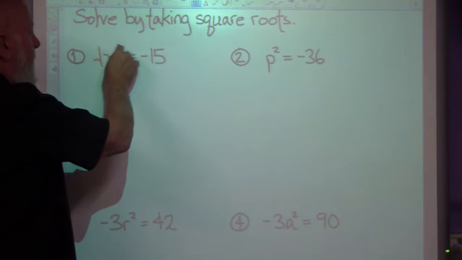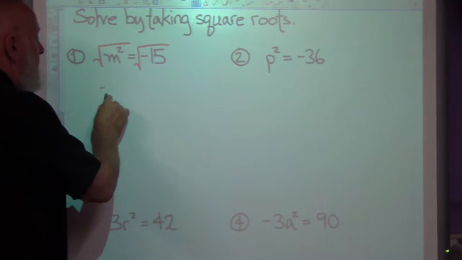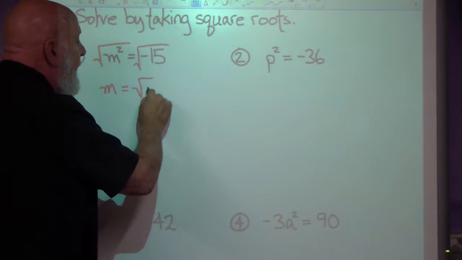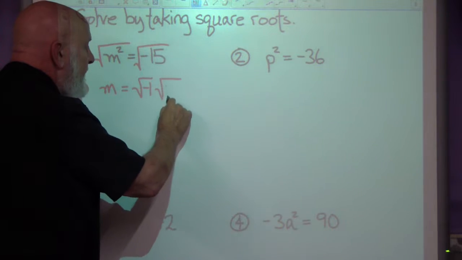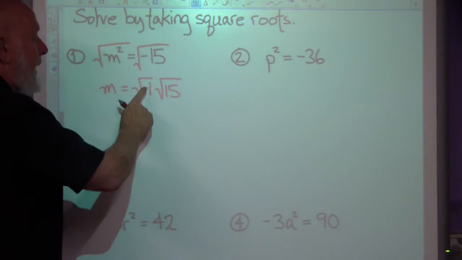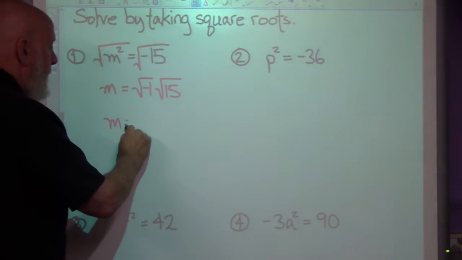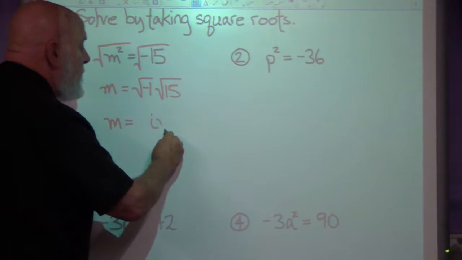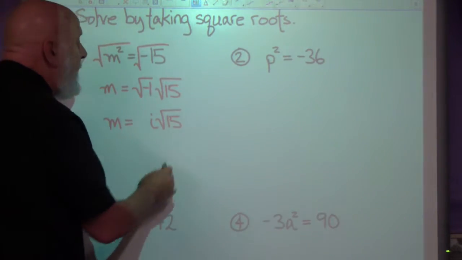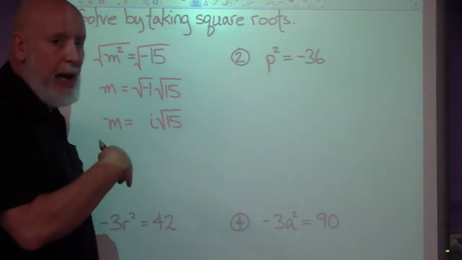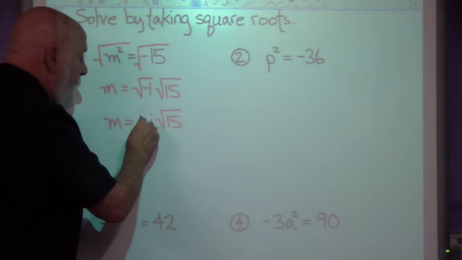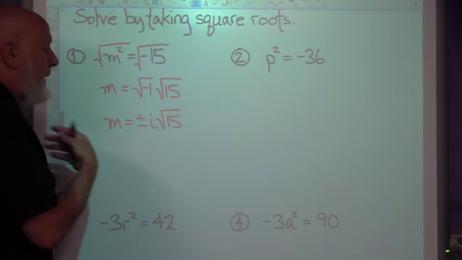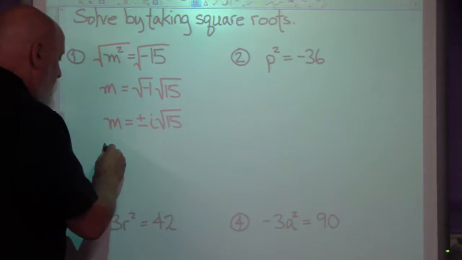I'm going to take the square root of both sides. This is m is equal to, I can think of this as the square root of negative 1 times the square root of 15. I can think of it that way. That's i. That's the square root of 15. It won't come out from under the radical, so I'll just leave it under the radical. And don't forget, as we did in the last lecture, there are two possible roots here, a positive and a negative value. So m equals plus or minus i radical 15. That's how I personally would write the answer.